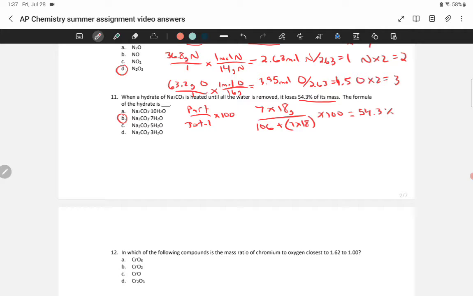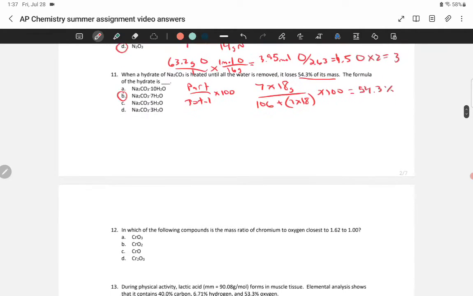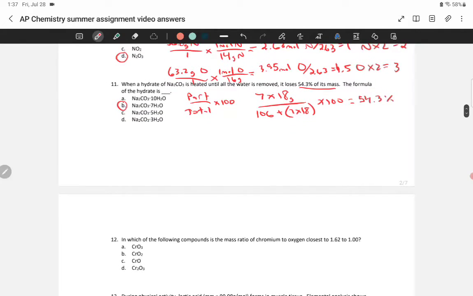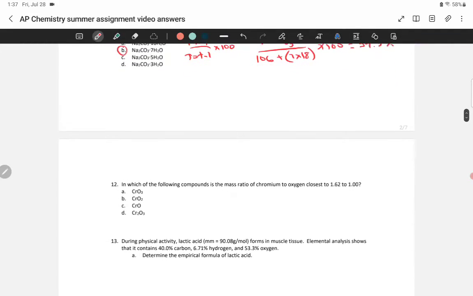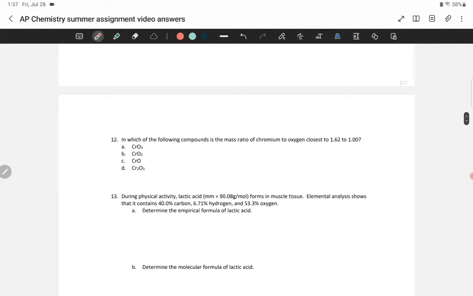Could you do some of that in your head? You might be able to, but I think at the point you guys are at in the beginning of the year, you might have to do all 4 of those to get to the answer 54.3, or at least some part of it. Number 12.